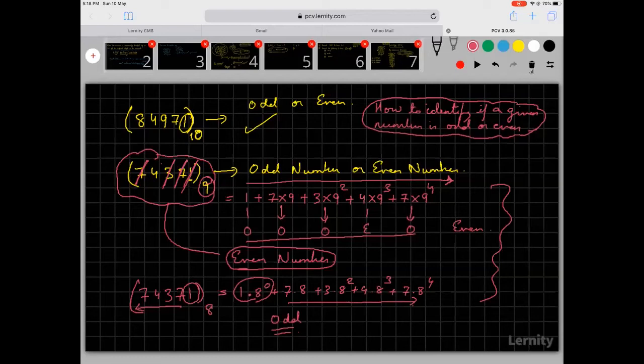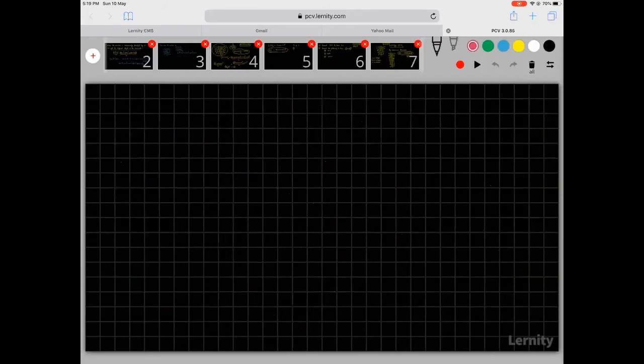Okay. So if you understand this, then let's move on. You have learned so much about numbers. You know prime numbers. Prime numbers are those numbers which have exactly two factors, one and the number itself. Every other number is a composite number.